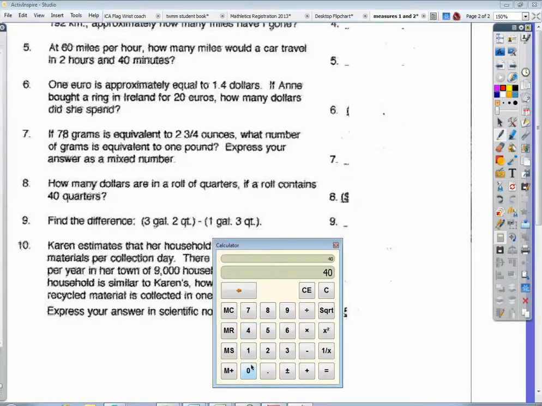So I have 40 divided by 4, and I get $10. So this is equal to $10.